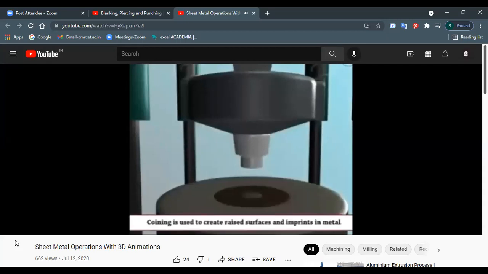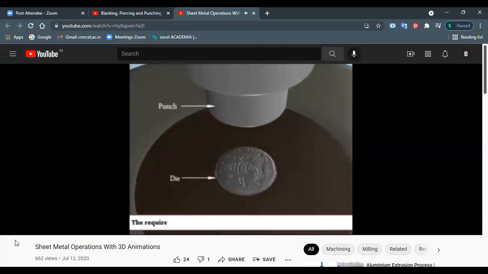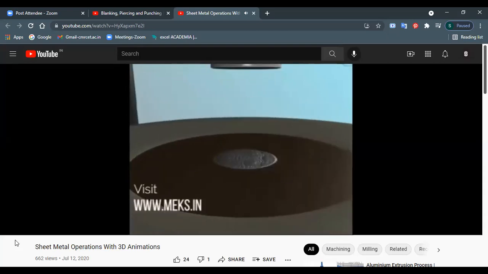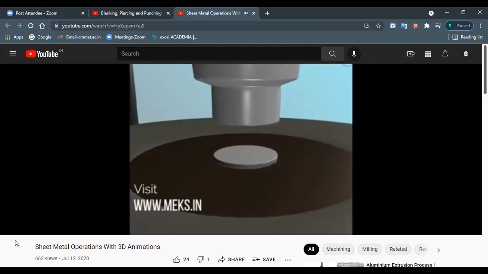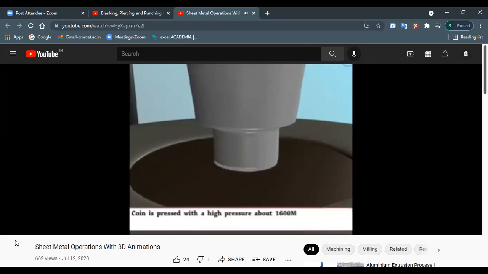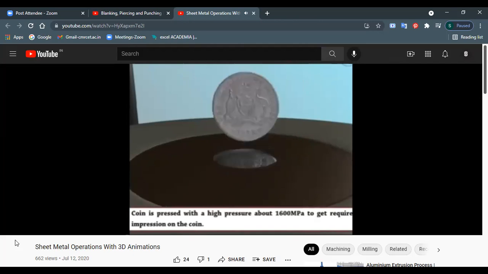Coining, basically, we're trying to emboss a pattern, print a 3D pattern on components. It is used in making coins and medals. If you have observed, how do you have those impressions on the coin? That kind of technique is called coining, right? You see how that coining operation is taking place. The pressure required is also high, and the duration of force that is required is also high.